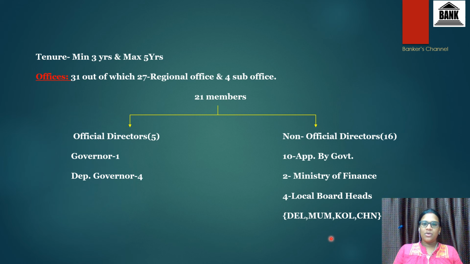In overall 21 members, 5 people will be official directors, out of which one is the governor and 4 are deputy governors, and 16 members are non-official directors. 10 will be appointed by the government, 2 are from the Ministry of Finance, and 4 are from local board heads.